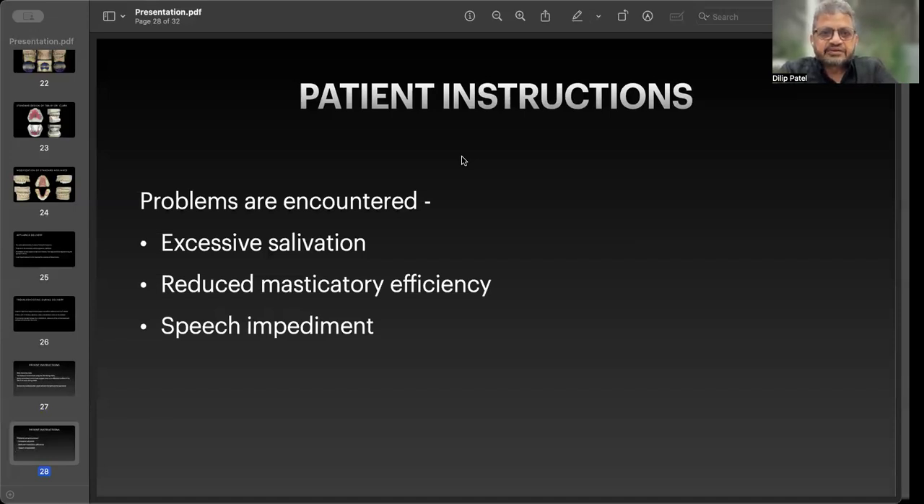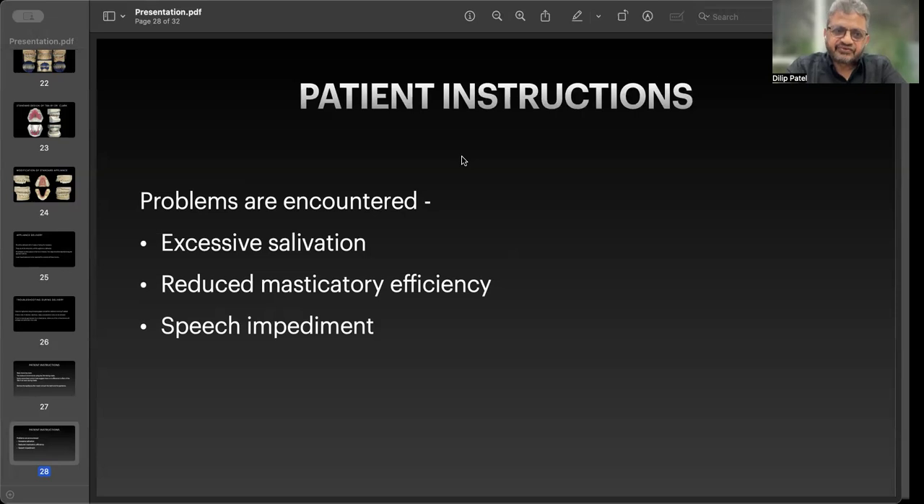Problems encountered in the twin block appliance. As soon as we put the appliance into the patient's mouth, there is excessive salivation, and this is because of the foreign body sensation. But after a few hours, the higher center will recognize this is the twin block and not food. So the impulses from the higher center to the salivary gland will stop, and the excessive salivation will be controlled within a day or two.